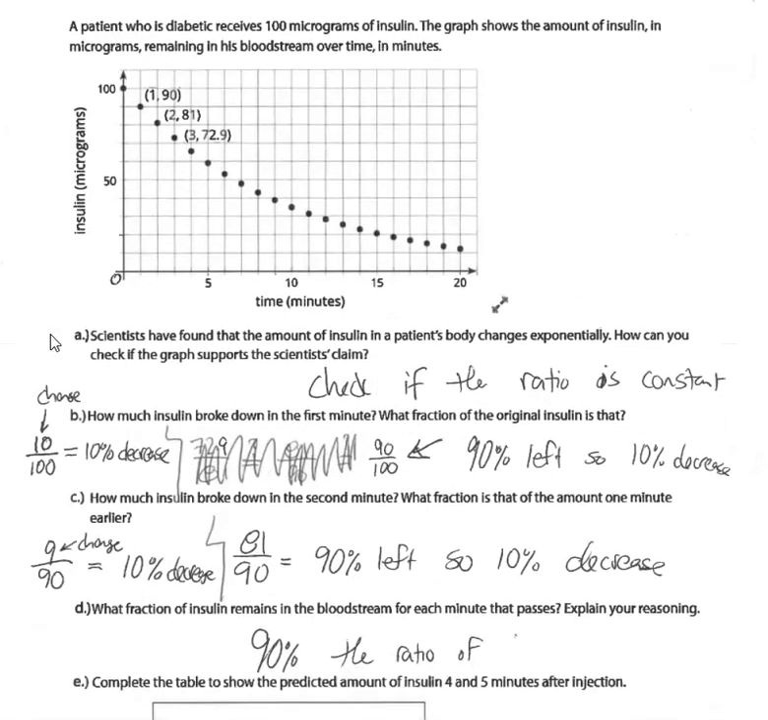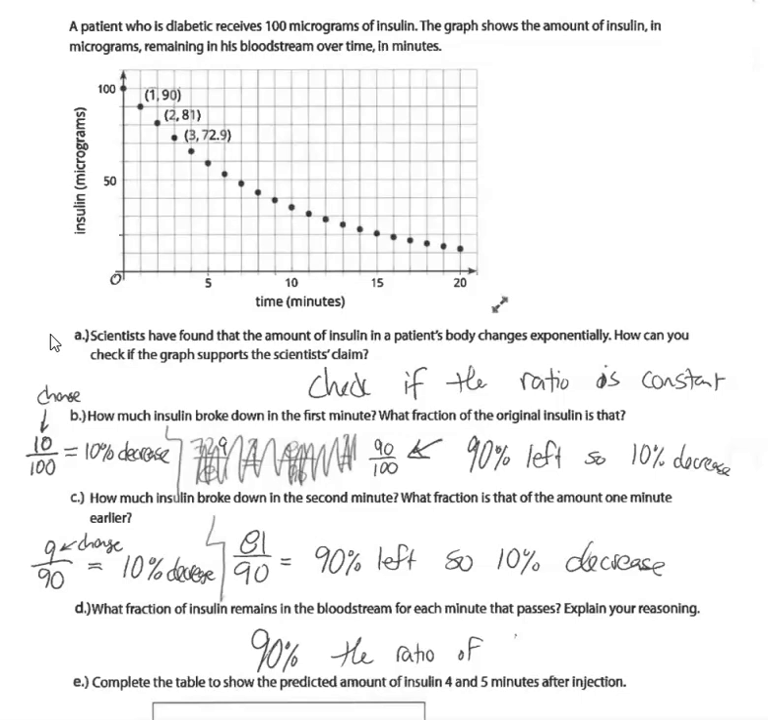The next thing we did was we looked at this. As I told you, there are many things that are modeled by exponential decay. One of them is the half-life of medicine in your body, or just how the medicine is metabolized by your body. So this says a patient who is diabetic receives 100 micrograms of insulin. The graph shows the amount of insulin in micrograms remaining in his bloodstream over time in minutes.